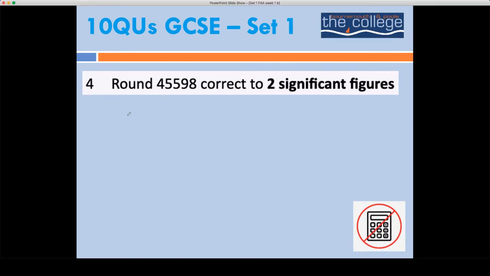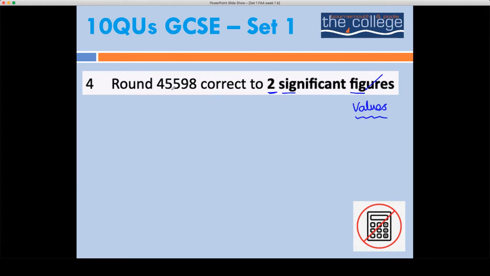Okay, so this one, it's about rounding to 2 significant figures. Now, significant figures get confused with decimal places. So you've got to think about the 2 most significant values. So you could even think about when you see the word significant figures, cross it out, put significant values, if that's what the question is asking you to do.